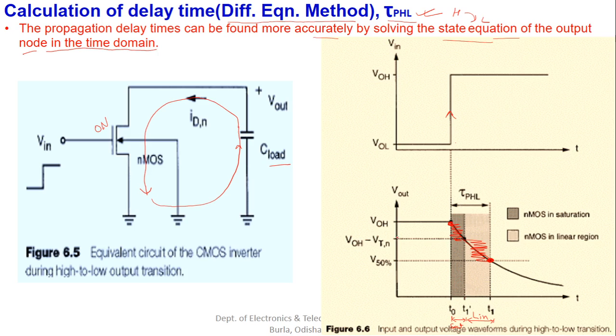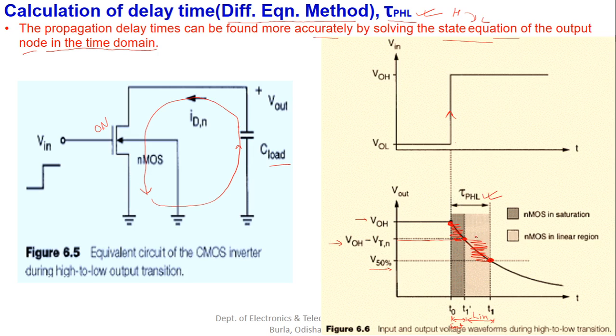This is the level that decides the boundary between these two regions. This is the transition point, and the value of this transition point is VOH minus VTN, where VTN is the threshold voltage of the NMOS. V50% is the 50% level mark, and VOH is the highest voltage level at the output side. So the combination of T0 to T1 dash and T1 dash to T1 will give us the complete value for tau PHL.